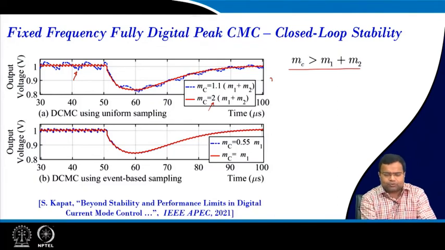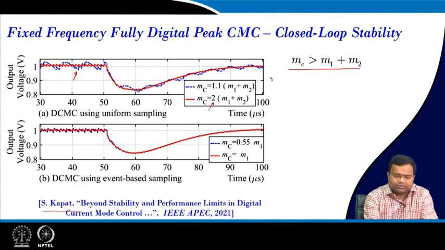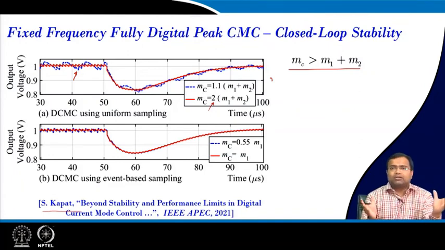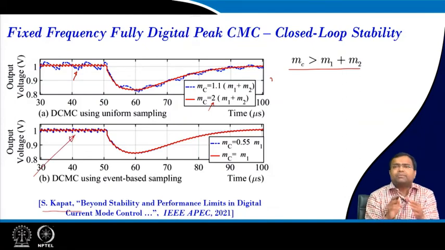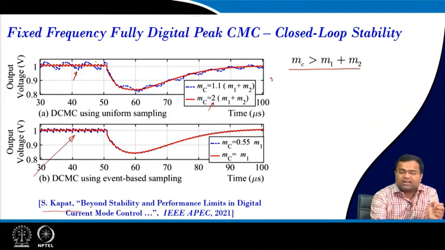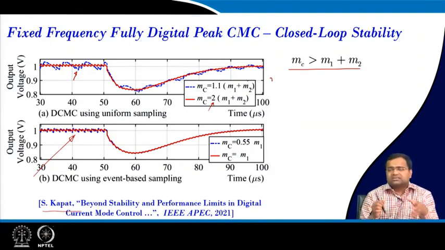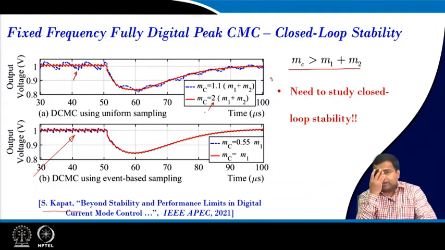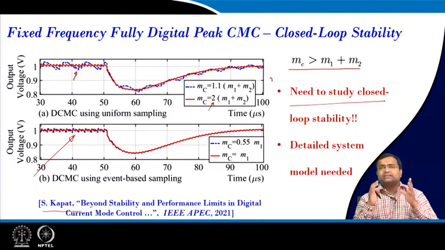I am also showing another approach of event sampling, you can get the detail in this paper, but it is not necessary. I am just showing that with digital current mode control there is an alternative architecture where it is emulated only, but with a different sampling technique, which is not covered in our lecture and may be for an advanced topic. But what I am saying is, in the regular current mode control analysis for fully digital, it will be unstable even if you slightly increase, a higher value of m1 plus m2 is not sufficient. So you need to take even much higher with closed loop. That means we need to go for closed loop stability analysis. Only inner loop stability is not enough, and we need a detailed system model.